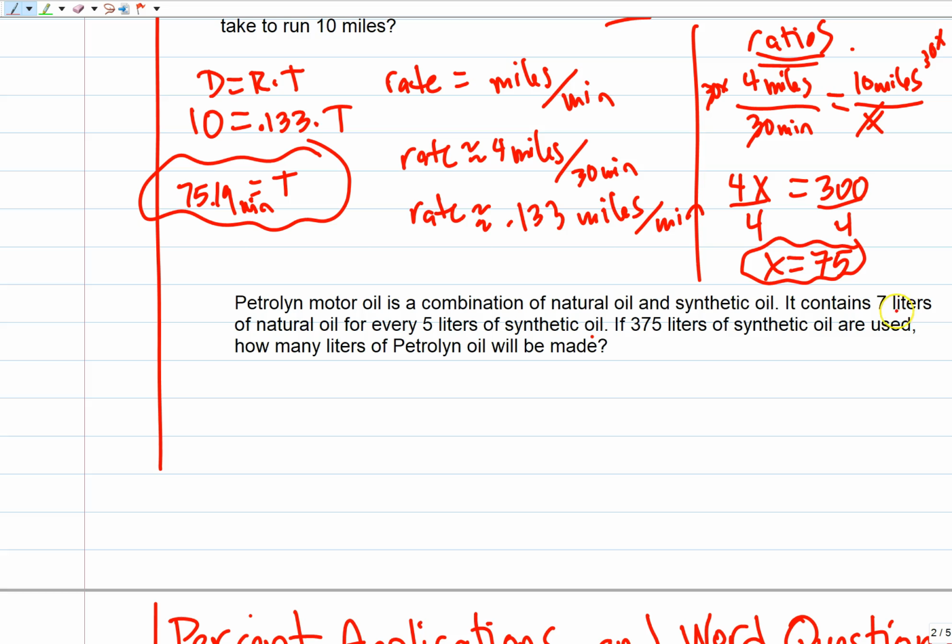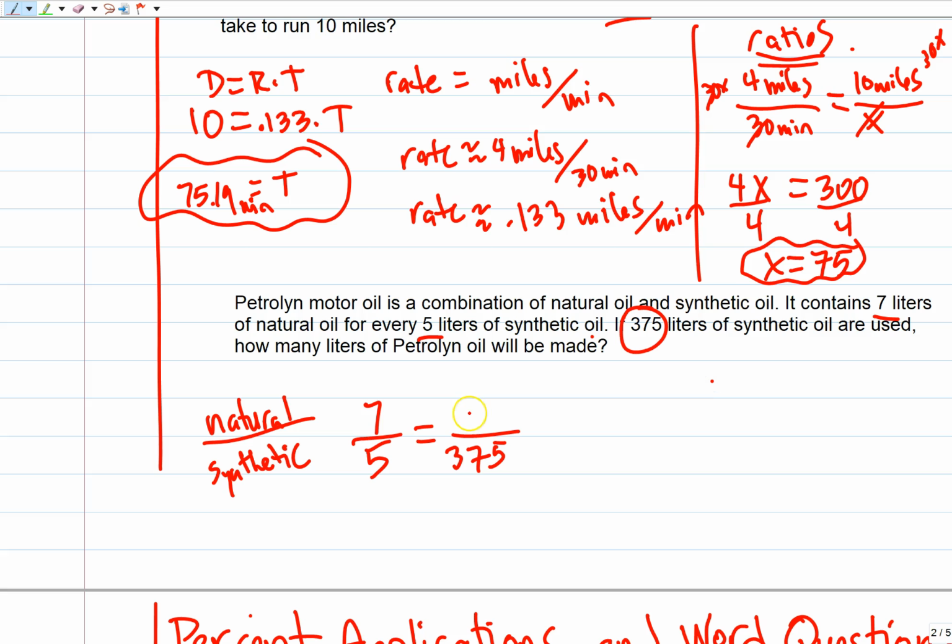So what we can do is set up a ratio. They give me 2 numbers here, the natural oil and the synthetic oil. So I'm going to set up a ratio of the natural to the synthetic. 7 liters of natural over 5 liters of synthetic is equal to, they gave me 375 liters of synthetic. Where will that go? Natural goes on top, synthetic goes on the bottom, so 375 goes on the bottom. What goes up here? This is what we don't know. How many liters of natural oil are we going to use? I don't know. Let's call that X.